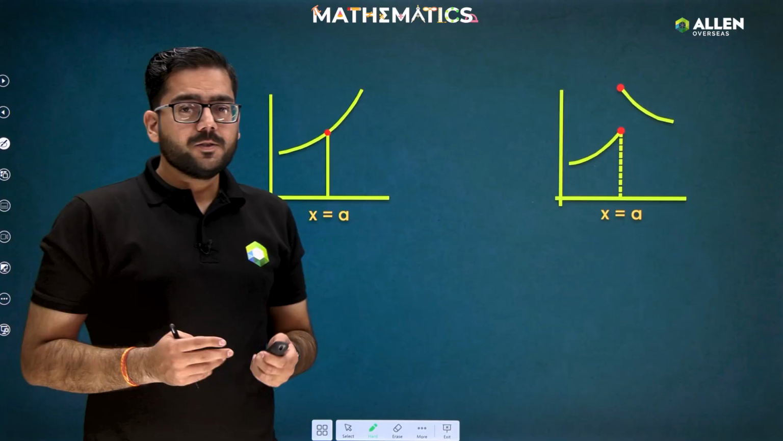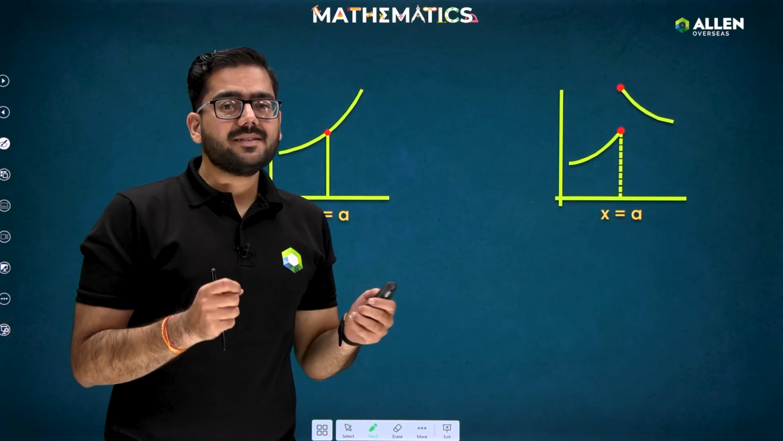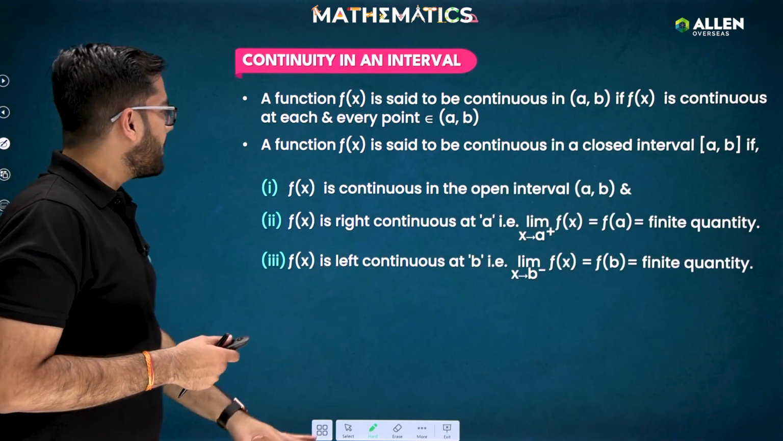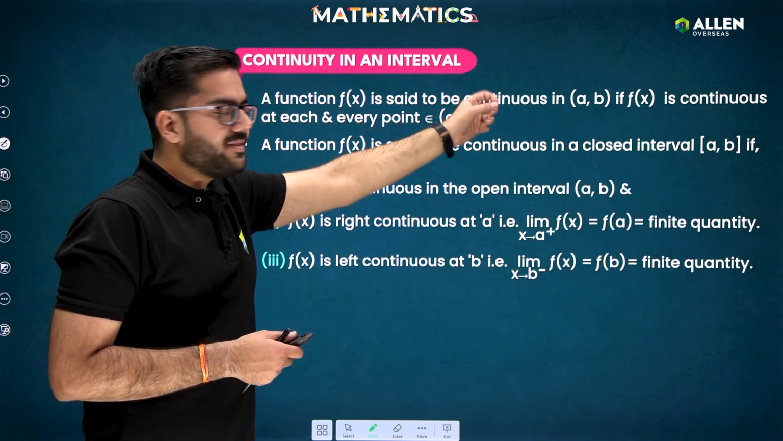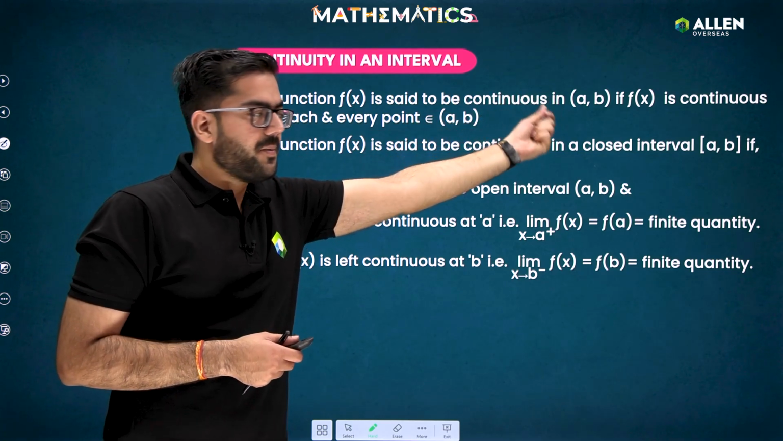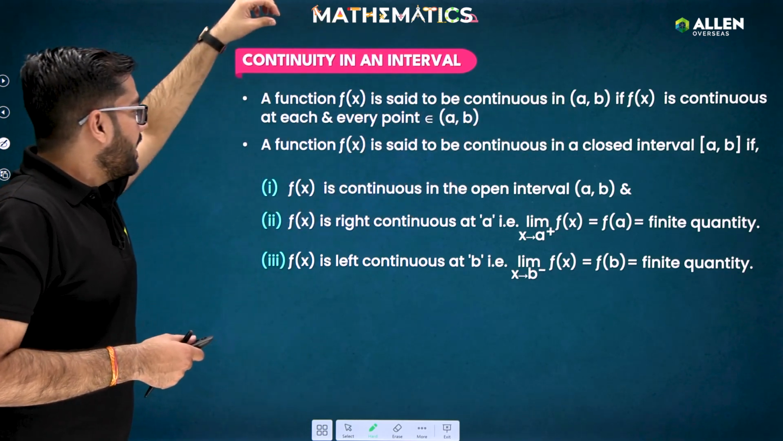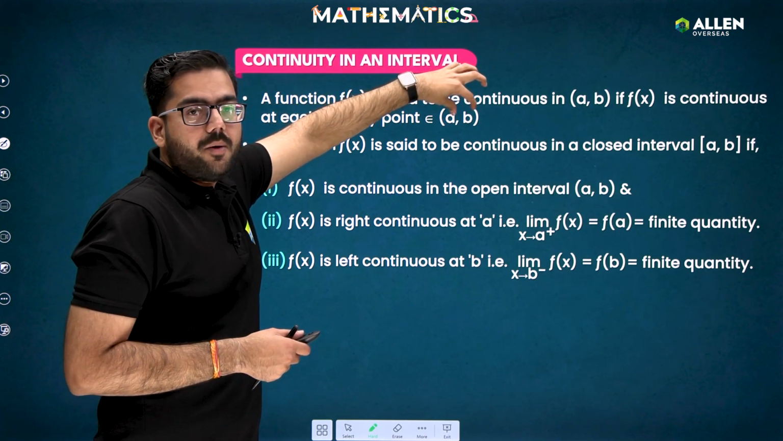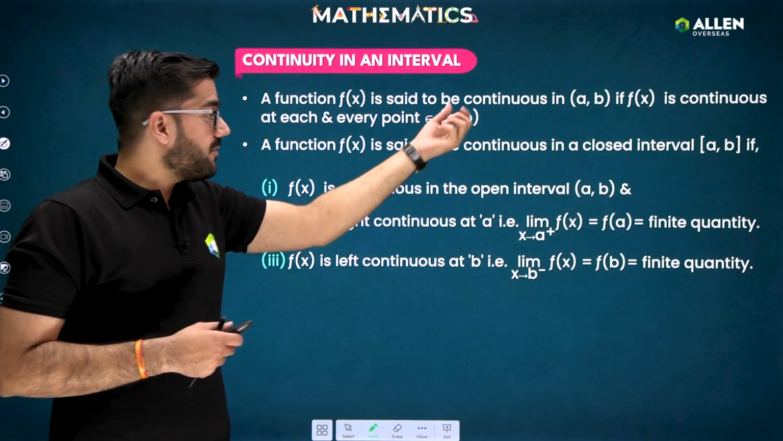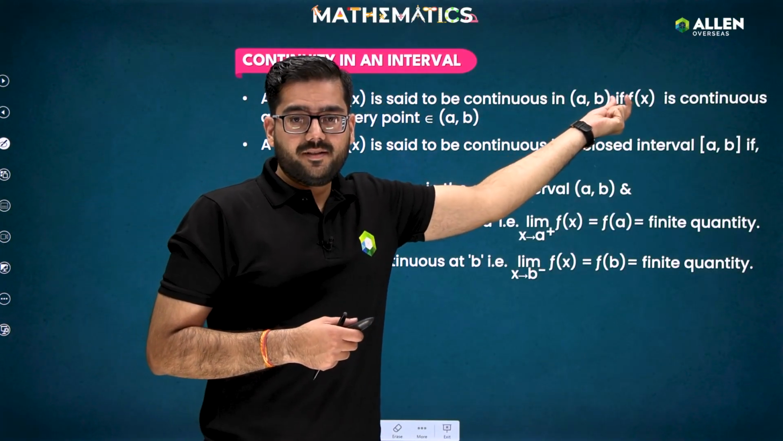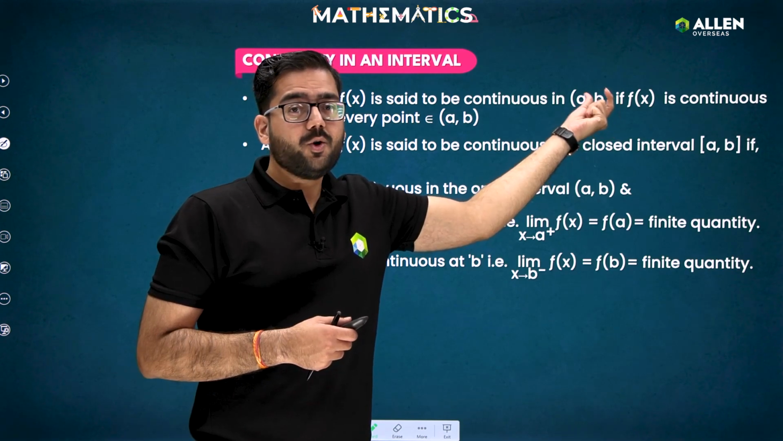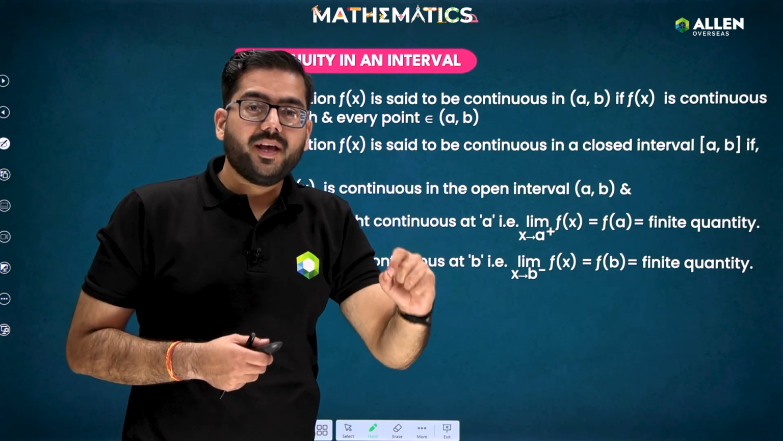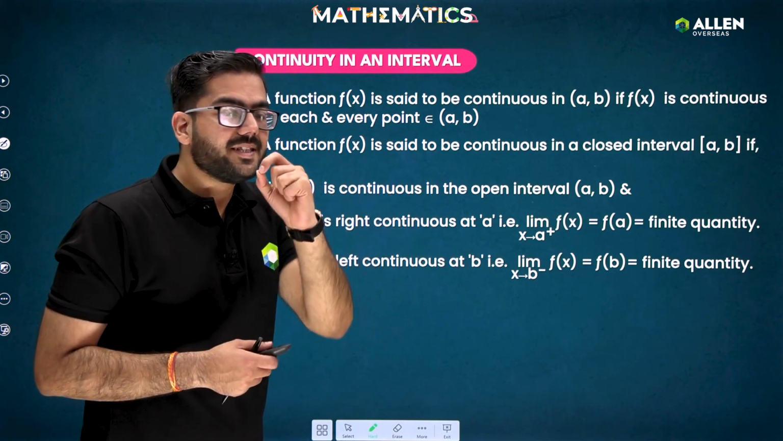Simple and short concept. One more thing that we need to check is the continuity in a particular interval. How can we check, sir? It is also easy, not a big task. A function f of x is continuous in an open interval a comma b if it is continuous at each and every point. For example, if your function is continuous in the open interval 2 comma 6, then it must be continuous at 3 as well as 4 as well as 5. Getting my point? Each and every point.